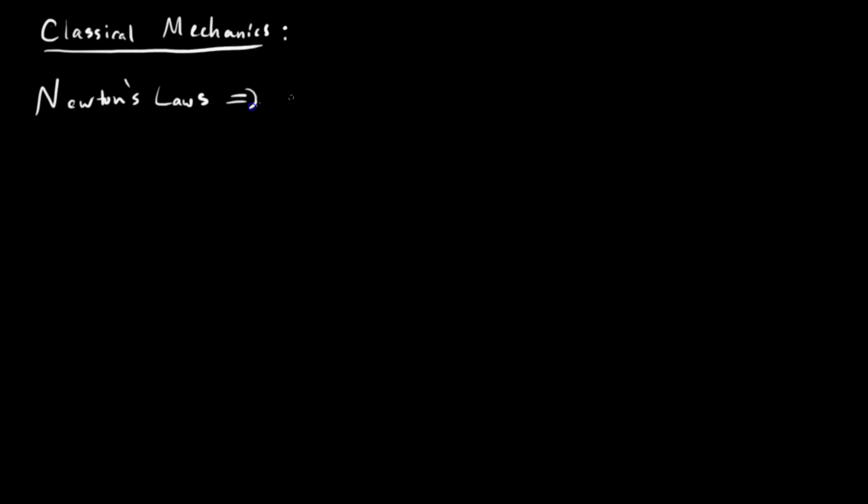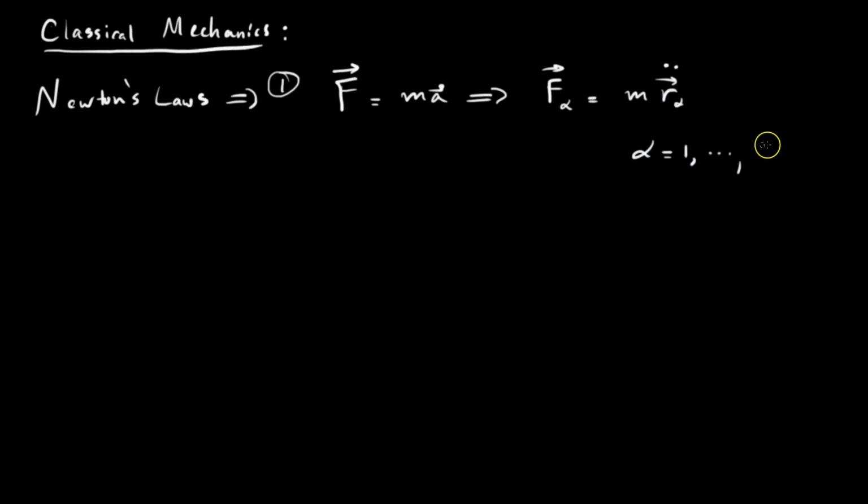How do we solve problems in Newton's laws? Well, it goes something like this. We have some sort of forces, right? We have forces, and then we're going to set them equal to ma, correct? And if we have multiple forces, then we're going to do it like this. Sorry, this should all be vectors. F alpha is going to be m r alpha double dot, right? Where alpha is from 1 to the number of parts of the system, right?